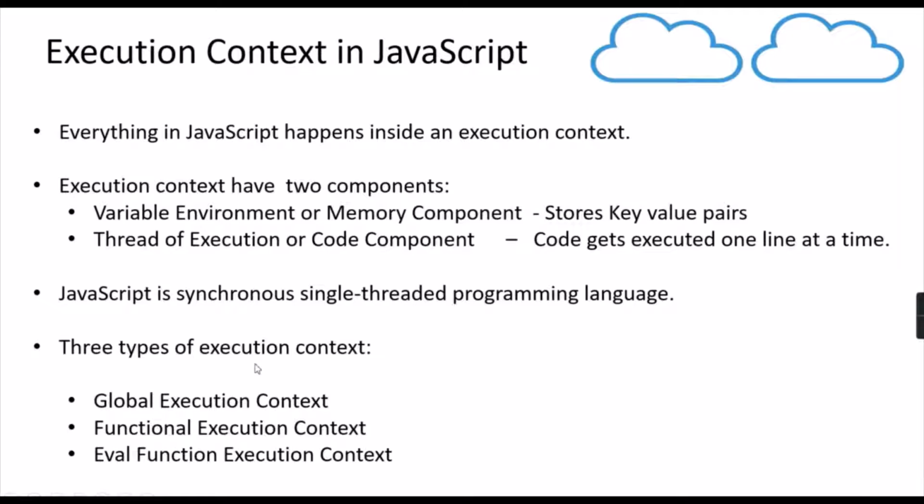There are three types of execution context in JavaScript. We have a global execution context, we have a functional execution context, and then we have an eval function execution context. You don't have to worry, I'll be showing everything by using a diagram and also by executing code one line at a time. So you will get all these things.